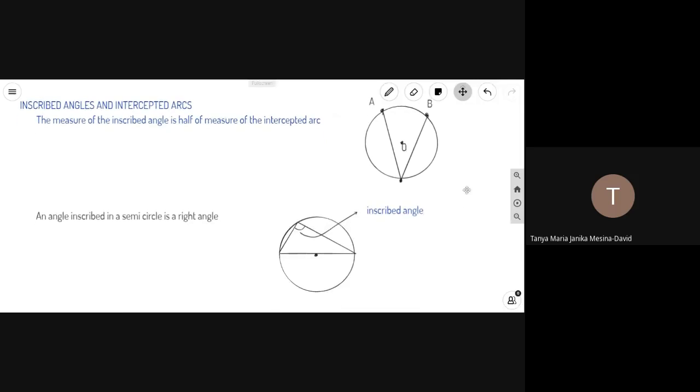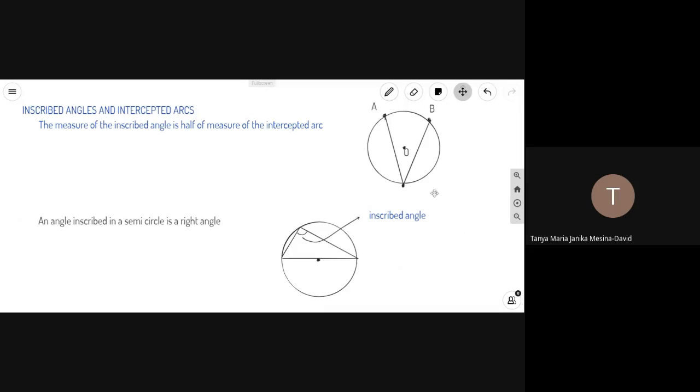Now let's go to inscribed angles and intercepted arcs. Here on the right, you can see a circle O, and an angle made by points A, B, and C. Please note that the inscribed angle is angle ACB, while arc AB is the intercepted arc.